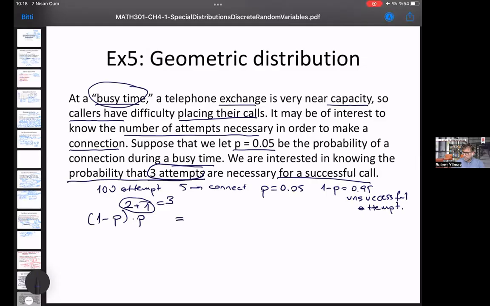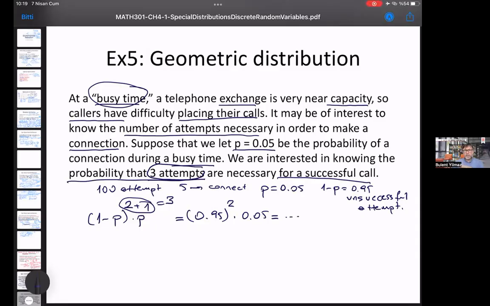Okay, so the probability is 0.95 to the power 2 times 0.05. What is the answer? Let me check my notes. I changed the numbers, so I cannot tell you exactly. If you have any calculators, that will be good, but I don't need that right now.